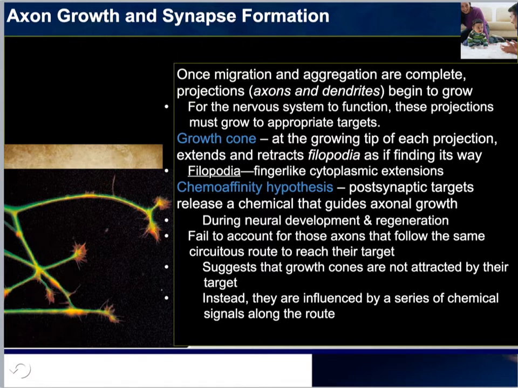In order for the nervous system to function correctly, these projections must grow to the appropriate targets. They cannot be growing to areas where they are not needed, as they would bring about dysfunction. We understand that the growth seems to be consistent in a fashion that's guided by several chemicals.